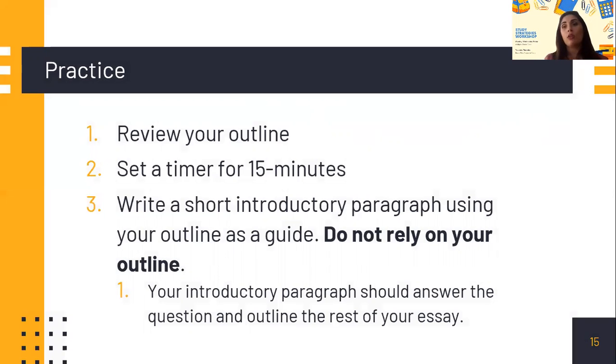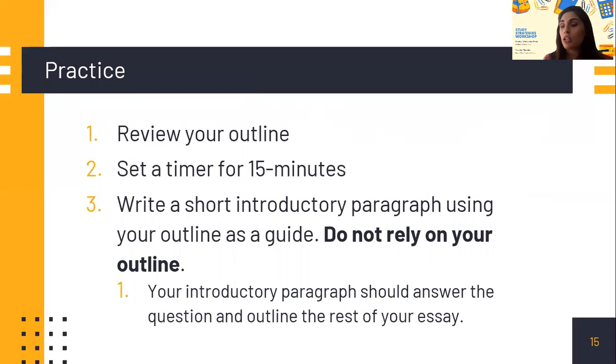So you've made your outline, you want to review that outline. At that point, you then want to, on your phone, set a timer for 15 minutes. And then you want to write a short introductory paragraph using your outline as a guide. The important piece here is that you do not want to rely on your outline. So you don't want to just sit there with your outline in front of you and simply copy over what you've written on your outline as an introductory paragraph.